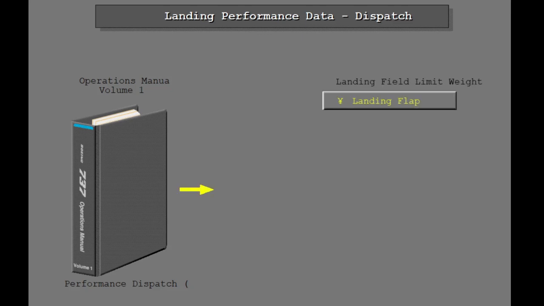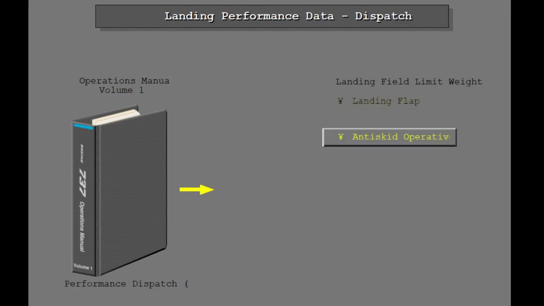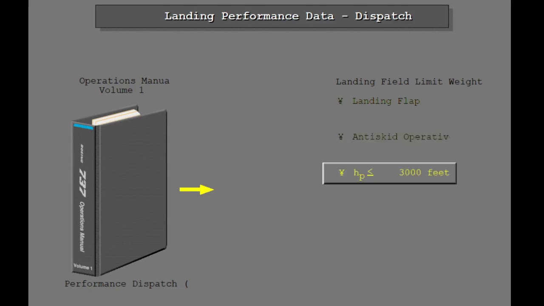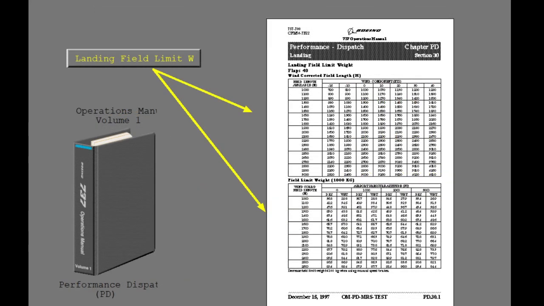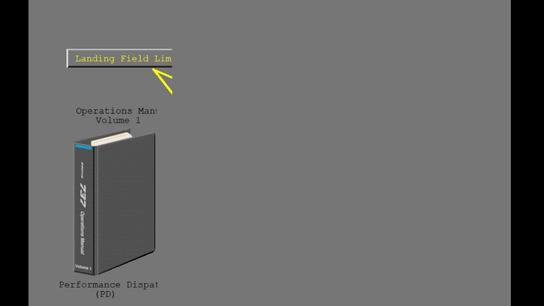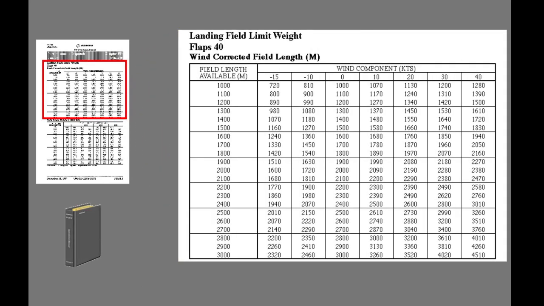Landing fuel limit weight information is provided in tabular format for one landing flap setting, with anti-skid operative, and for airport pressure altitudes up to 3,000 feet. Two separate tables are used to determine the landing fuel limit weight. The first landing fuel limit weight table adjusts landing fuel length for the effective wind. The table is entered with landing fuel length available and wind component to determine the wind-corrected landing fuel length.